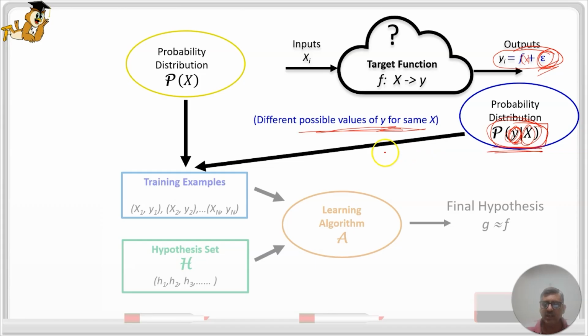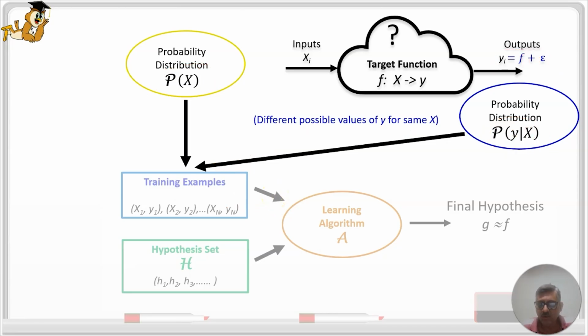And this probability distribution is also going to impact your training samples. So your training examples are going to be determined by the probability distribution of x, and they are also going to be influenced by the probability distribution of y given x, because y could potentially differ for the same x due to the noise.